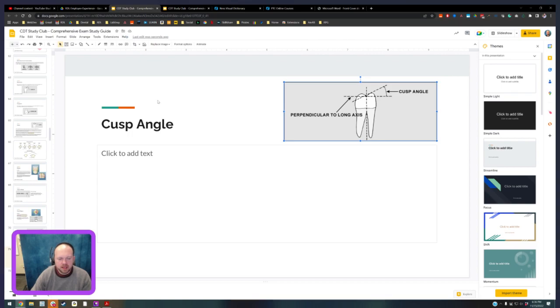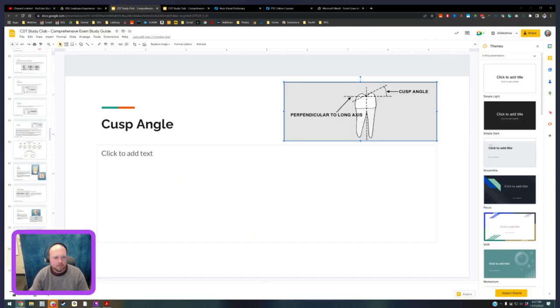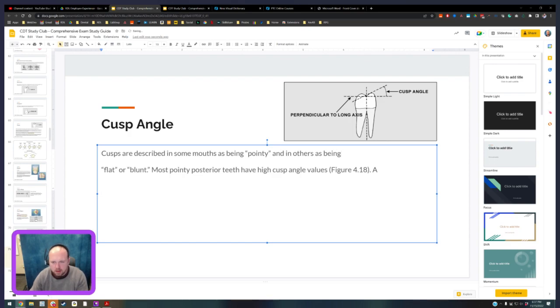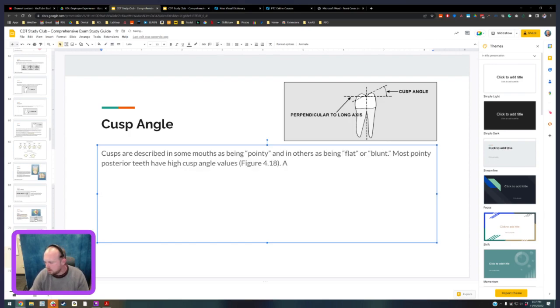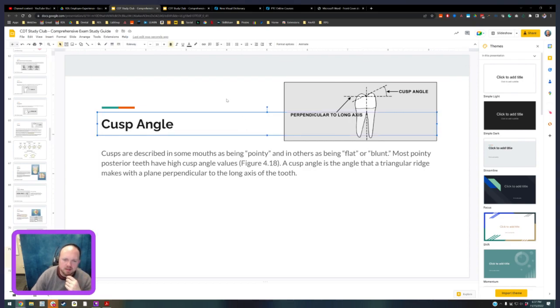Cusp angle, perpendicular to long axis. So this is not available in the NES or PTC documentation, so we're going to stick to what's in here. Cusps are described in some mouths as being pointy and in others as being flat or blunt. A cusp angle is the angle that a triangular ridge makes with a plane perpendicular to the long axis of the tooth.